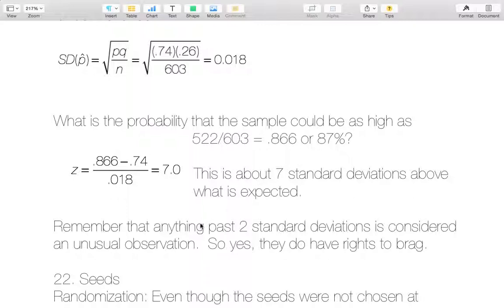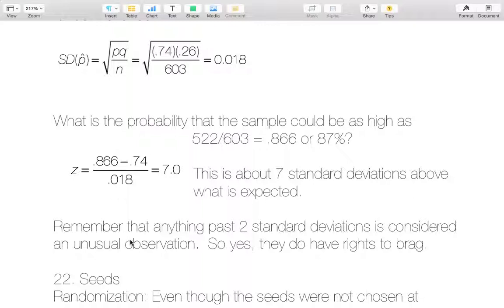So, what does that all mean? Whenever you do a problem like this, you want to make sure that you actually answer the question. And so it says, because it's beyond 2 standard deviations above the mean, they do have bragging rights. This is something that's unusual, so it's not due to chance. It's due to the fact that they're different than the average school that they would be compared to.